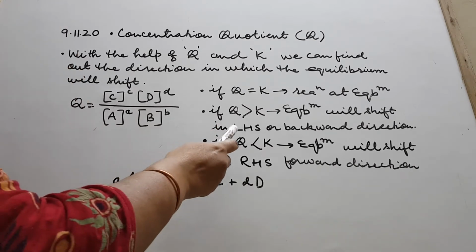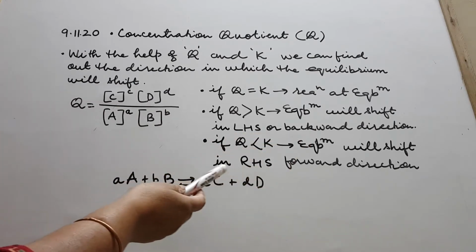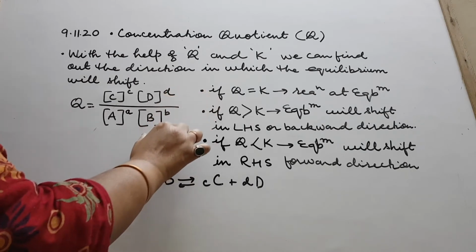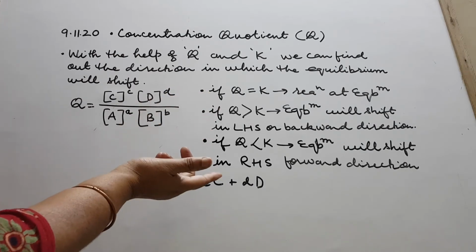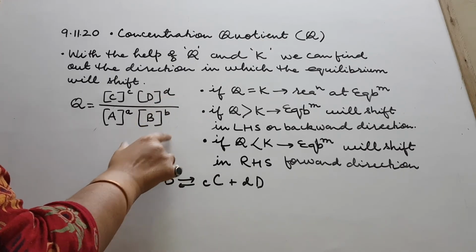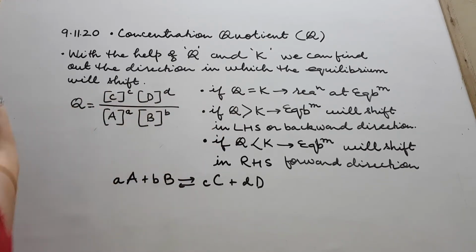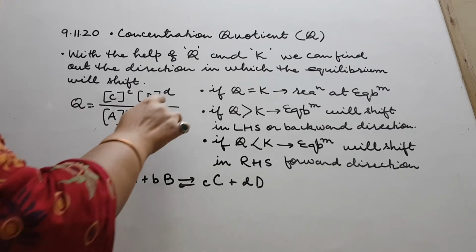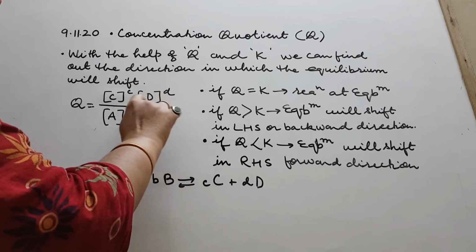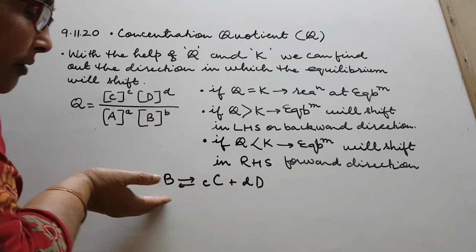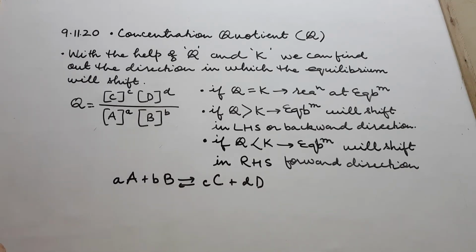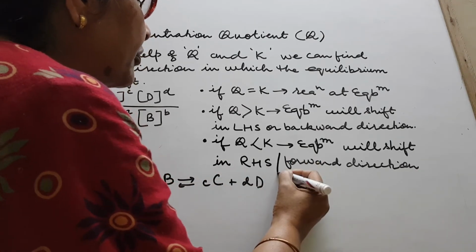But if Q is less and K is more, K is more, Q is less. Less means this amount is less and this is more. Got it? Then only it can be less. This is less and this is more. Then the value of K will be more and this will be less. In that case this is less. So what will happen? When this is less, meaning C and D are less, the equilibrium will shift to the right hand side, or say in the forward direction. Right hand side or forward direction.